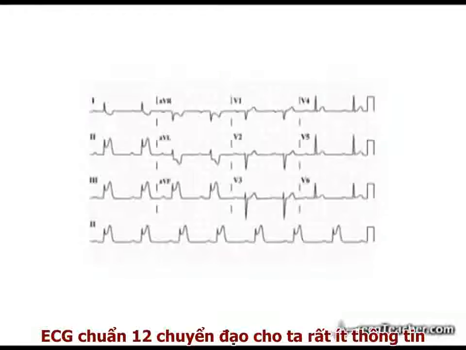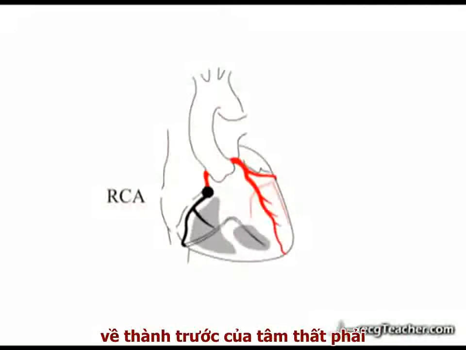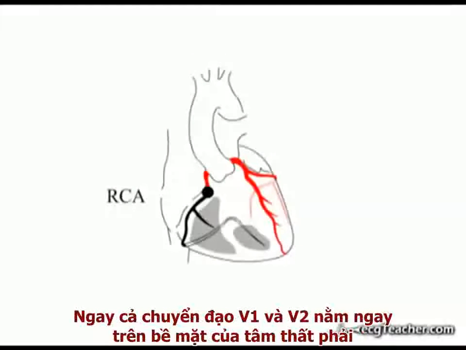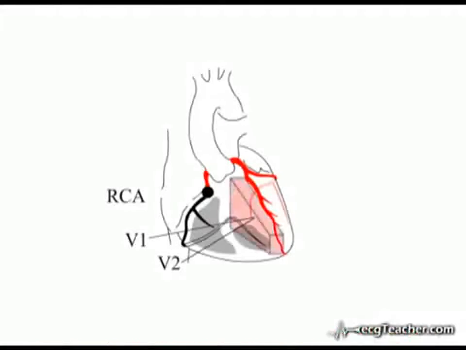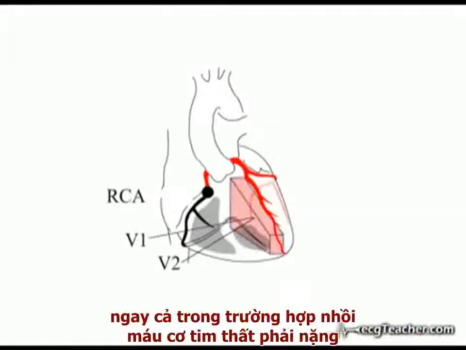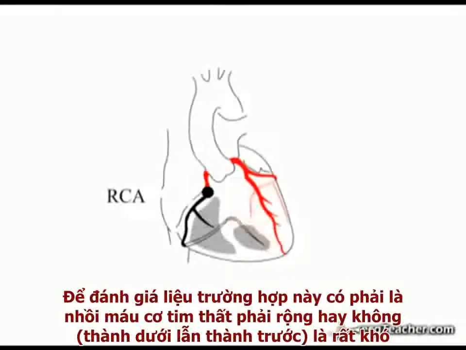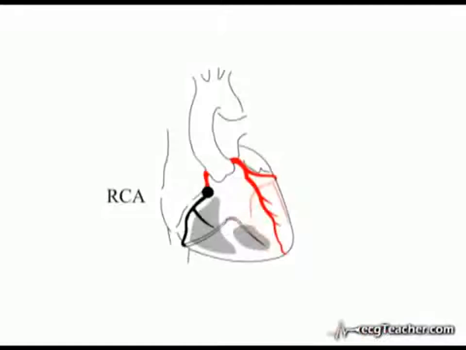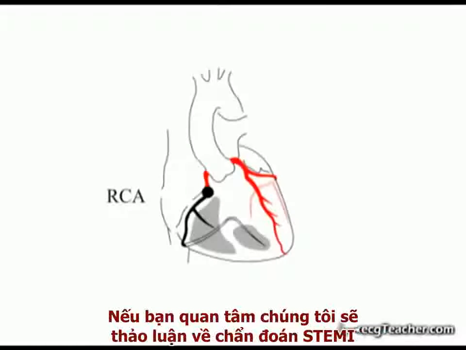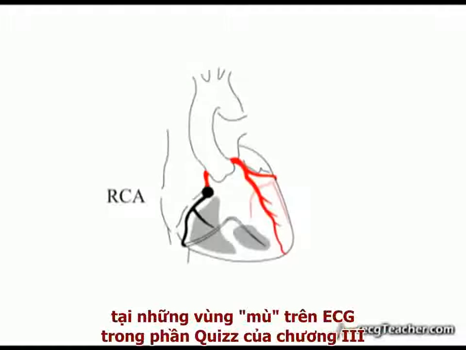In fact, the standard 12-lead ECG gives very little information about the free or anterior wall of the right ventricle. Even leads V1 and V2, which face this surface of the ventricle, are dominated by signal from the septum and may show little or no change in the presence of significant RV infarction. Determining the presence or absence of extensive right ventricular involvement in ST elevation MI is challenging, but is of great clinical importance. For those interested, we will discuss the diagnosis of ST elevation MI in ECG blind regions of the heart in the quiz section.